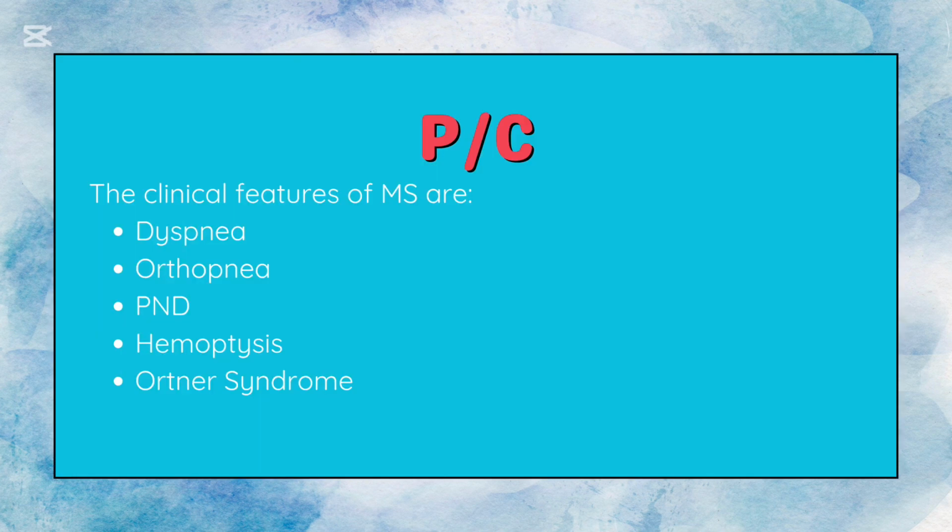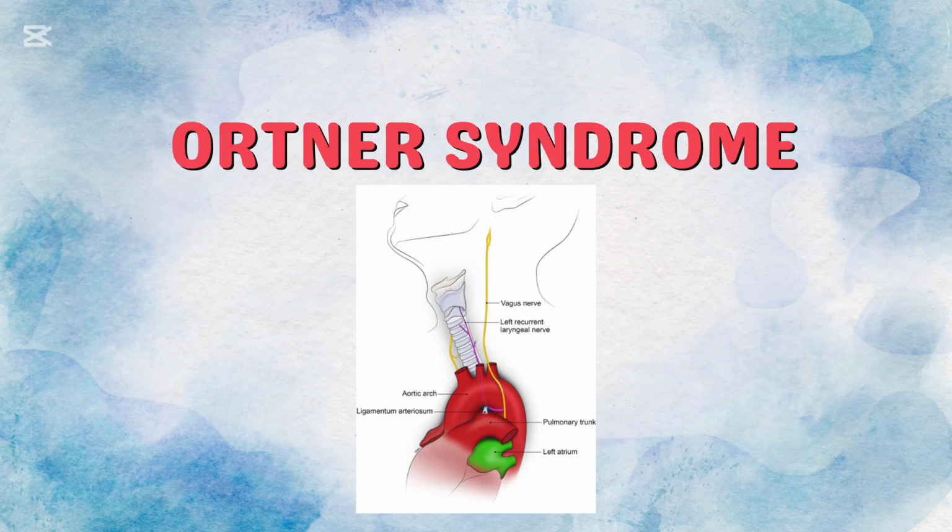And as you know, as the blood is not flowing into the left ventricle, it is pooling up in the left atrium, so the size of the left atrium increases, which can lead to Ortner syndrome. Ortner syndrome is basically that hoarseness develops because the left atrium compresses the recurrent laryngeal nerve, which leads to hoarseness. So this is also a feature of mitral stenosis.